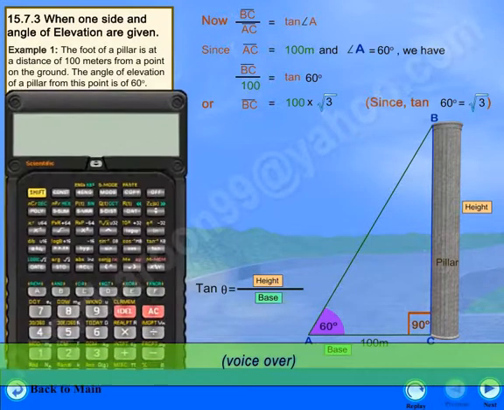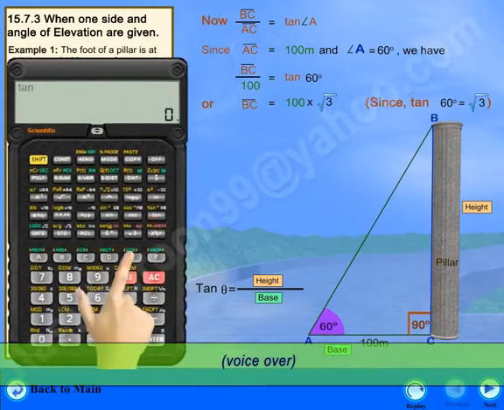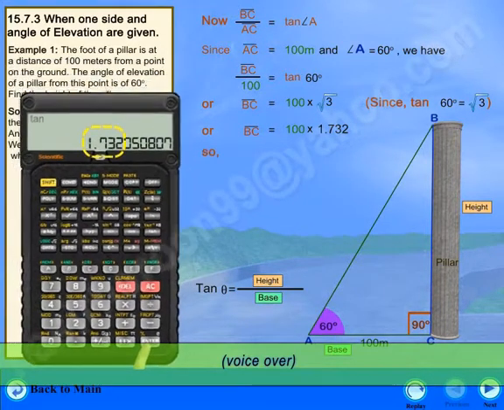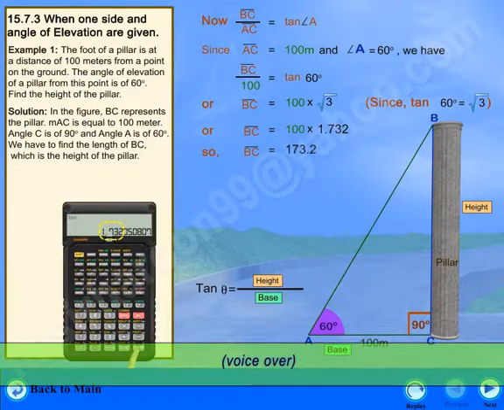We will find out the value of root 3 from the calculator. The calculator gives us the value of root 3 as 1.732. When we put the value of root 3 into the equation, we get the answer as 173.2 meters.